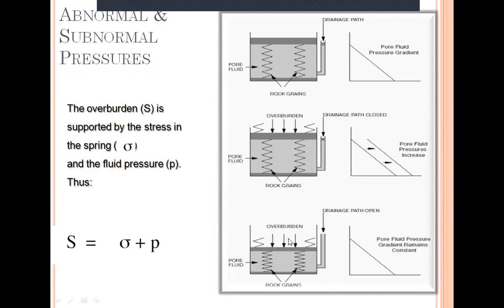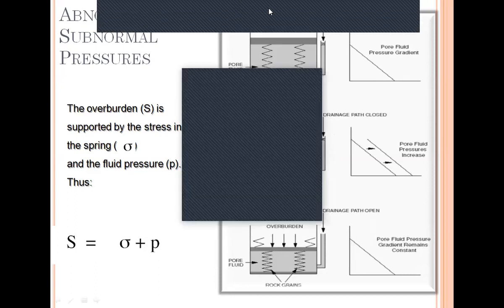But in most cases, when we have overburden and the fluid inside the grains is flushed out, our pore pressure will not increase. It will stay constant. Is that clear to you? Please, I need an answer. In the chat or in the voice, it's okay. Is that clear to you? It's understood. Okay, very nice.